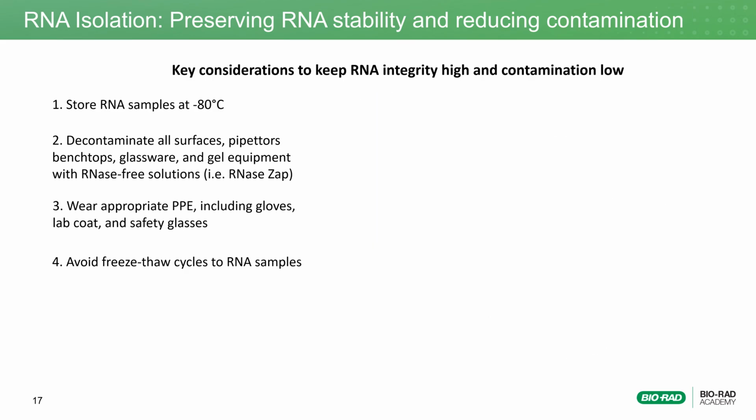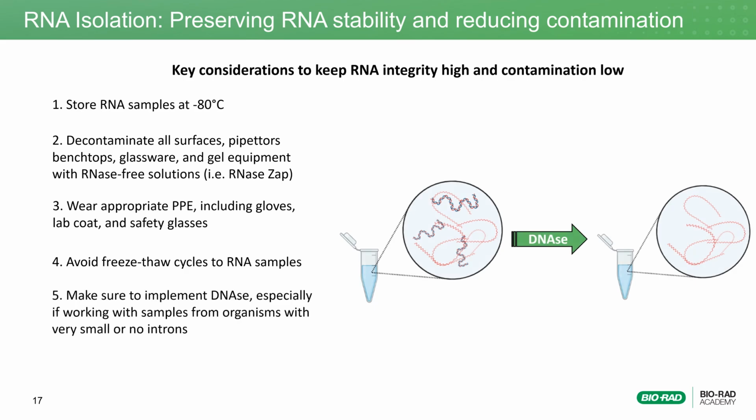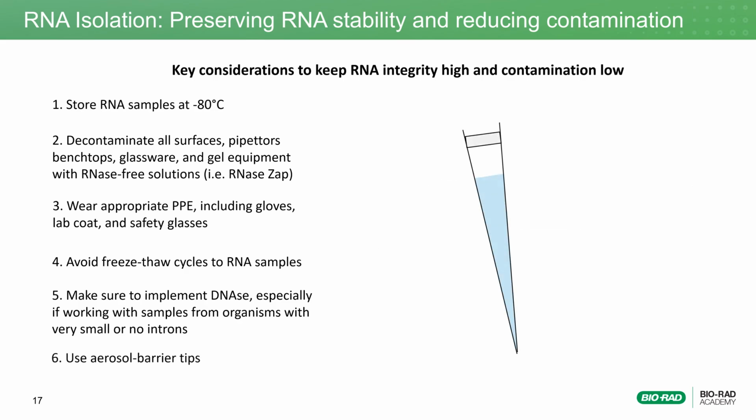Step 5. Make sure to implement DNases, especially if working with samples from organisms with very small to no introns. And finally, step 6. When you can, use aerosol barrier tips.